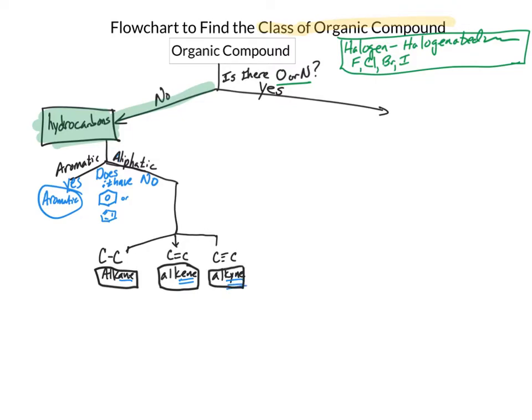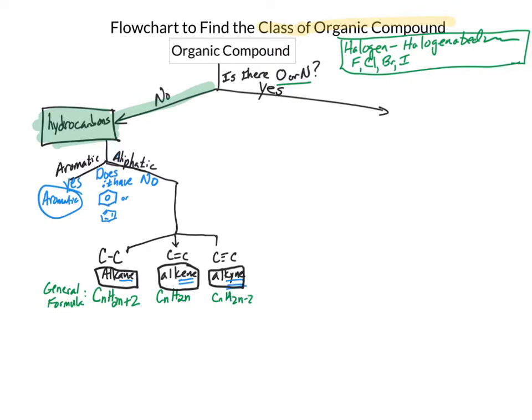You should already know the general formulas for these. The general formula for the alkane is CnH2n plus 2. For the alkene, it's CnH2n. And finally, for the alkyne, it's CnH2n minus 2. There is no way to shrink this. It's already in its condensed structural formula.